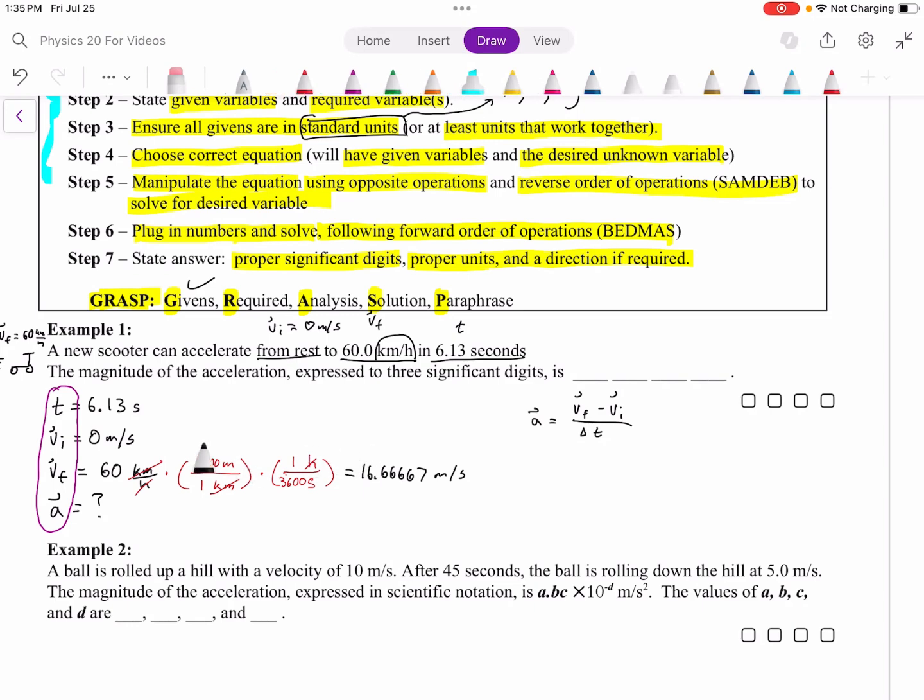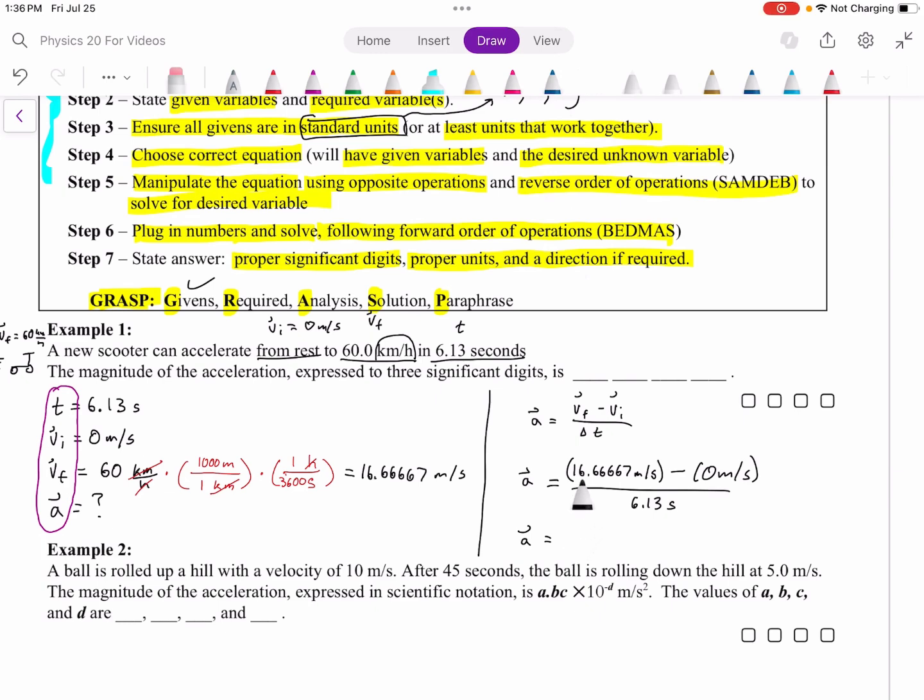So we're actually ready now to just go and plug in our numbers. And this is the other reason this little list is nice. Instead of having to go back to the question and find the final velocity, I've just got it listed out here. I've already converted my units. I'm ready to just plug in. So let's go ahead and do that. The acceleration is going to equal the final velocity, so 16.6 repeating meters per second, minus the initial velocity, so 0 meters per second, divided by the time, so that is 6.13 seconds.